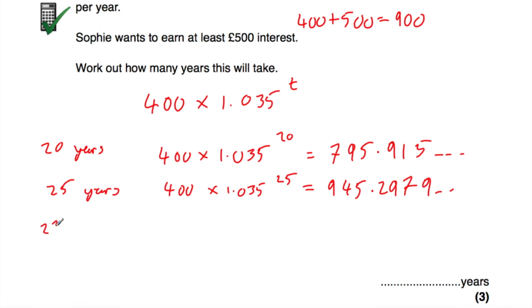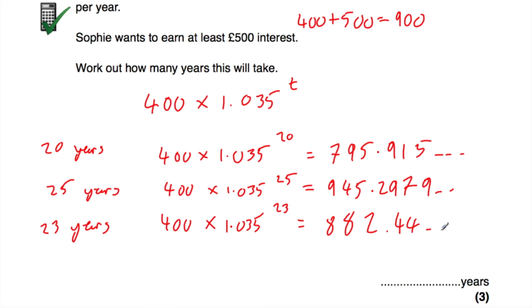So let's try a smaller number. I'm going to try now 23 years. So that's 400 multiplied by 1.035 to the power of 23. And let's see what we get. Changing it from 25 to 23 is 882.44 and so on. So that's not the £500 interest she wanted, only £482 interest.